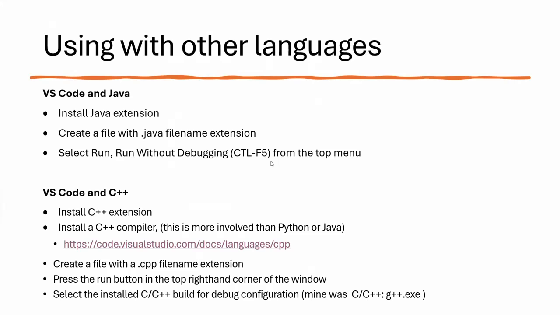is create a file that has a .cpp file name extension. And then when you press the Run button that's at the top right-hand corner of the window, in the same place as it was for Python, it's going to ask you for the first time to select a debug configuration. I chose the one that included the g++.exe because that is the one that I installed. And then once you select it, it will run it, and it takes a little bit of time the first time through to set up that debug configuration, and then it will display your outcome.